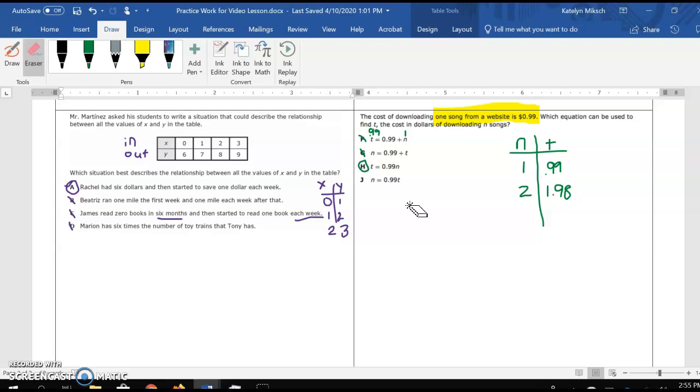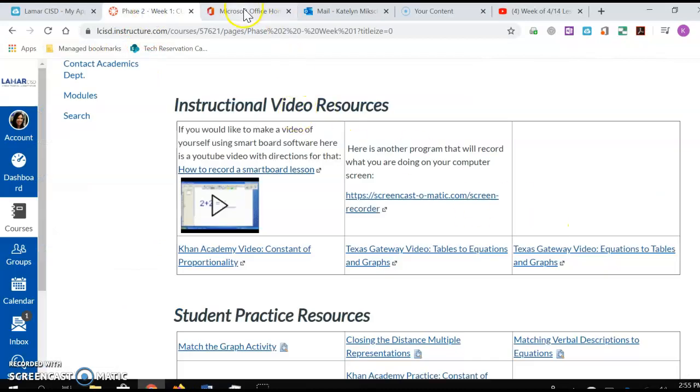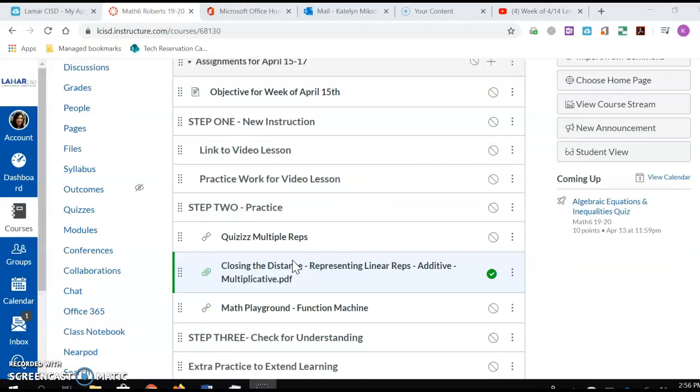Remember, the quiz is very important. That's going to be in Canvas. And the quiz will be posted in your Canvas module under step 3.